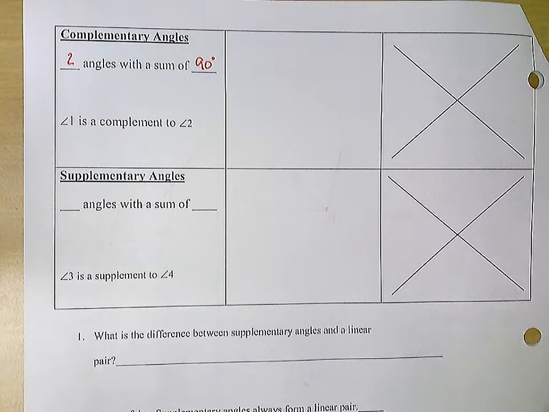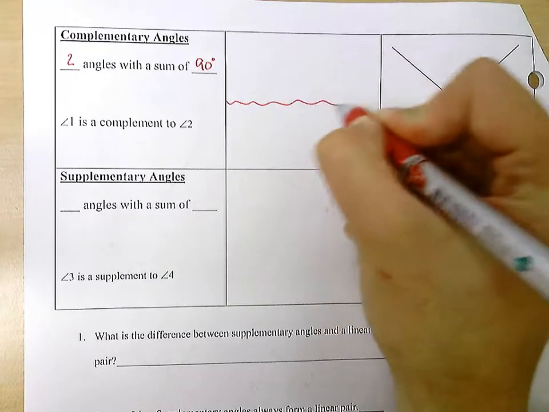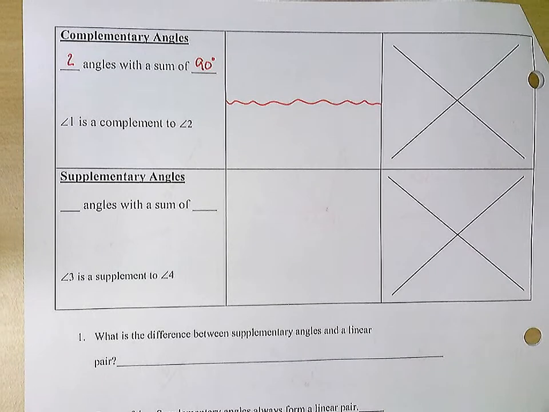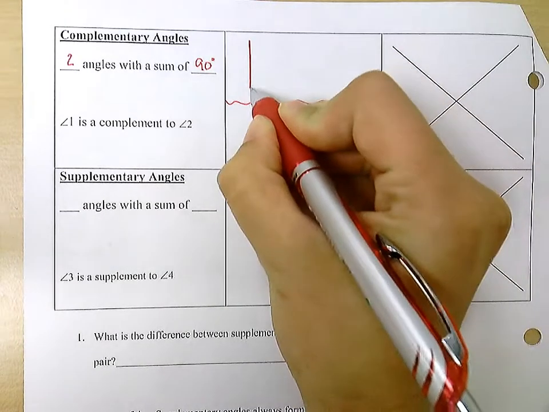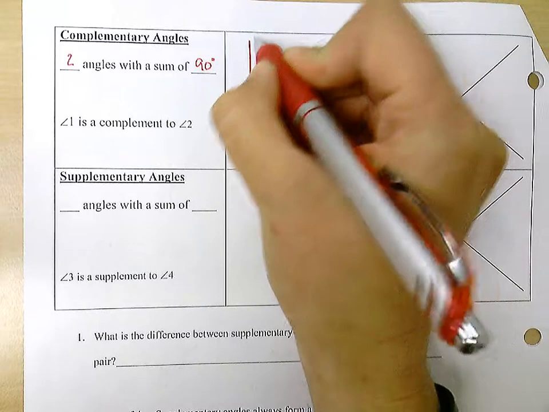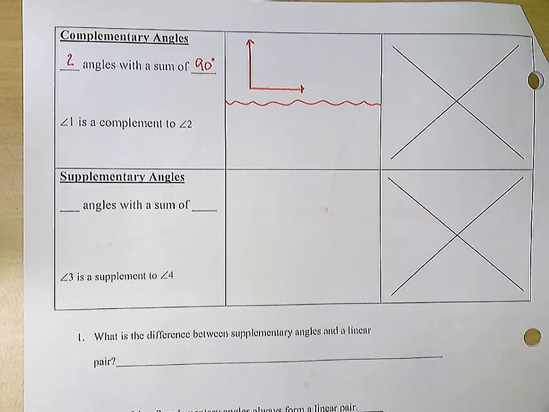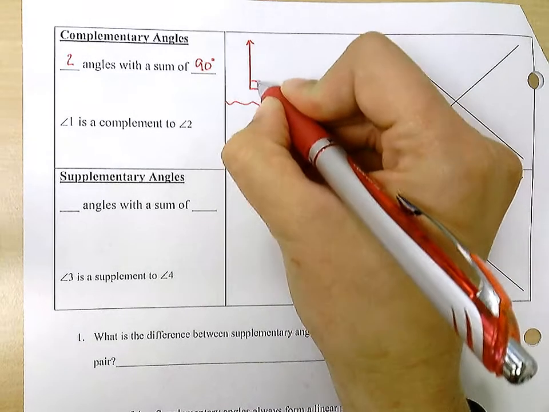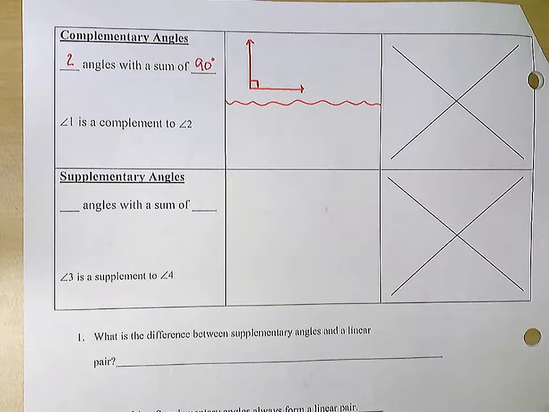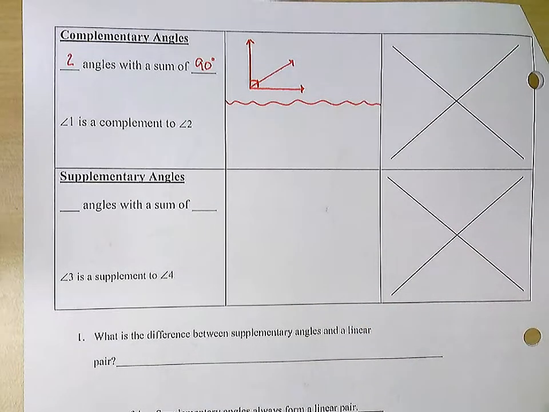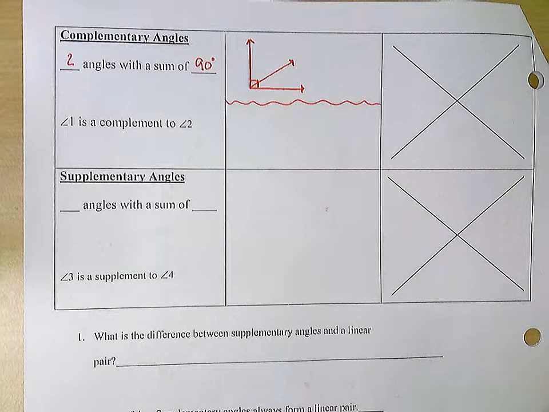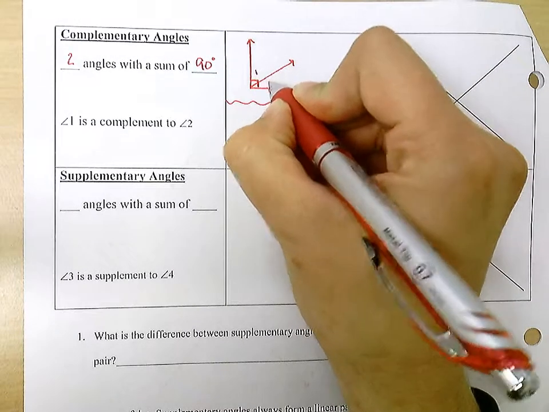So I'm going to show you 2 different examples. So I'm going to split this in half. First one, we're going to make them adjacent complementary angles. Okay, so this is 90 degrees, right? Put my little box in my corner. Now I need 2 angles that add to that. So I'm just going to split that with 1 single ray. And I can label those 2 separate angles, 1 and 2.